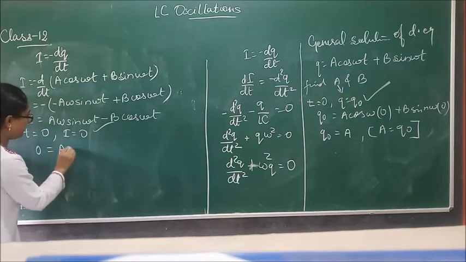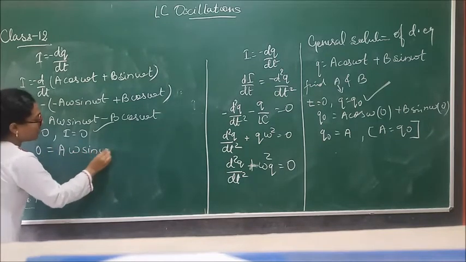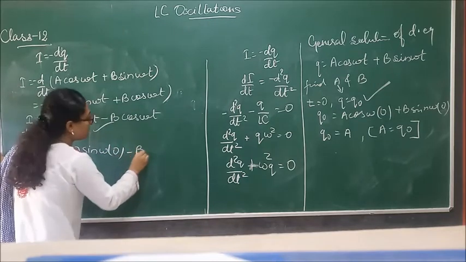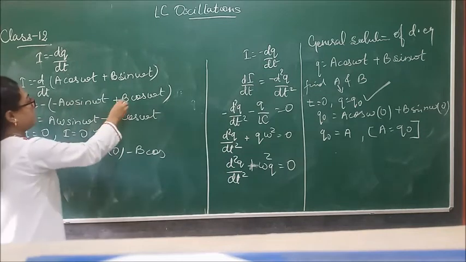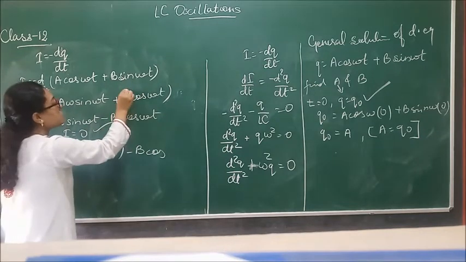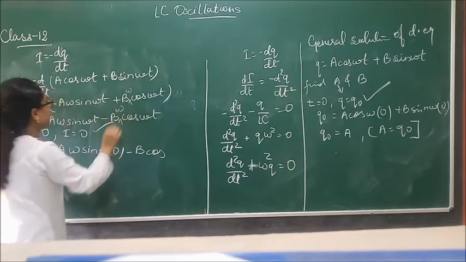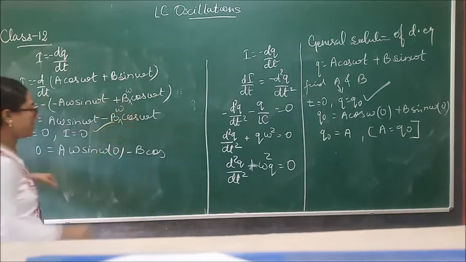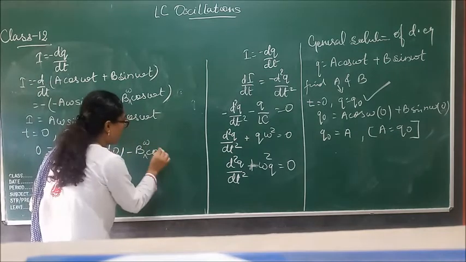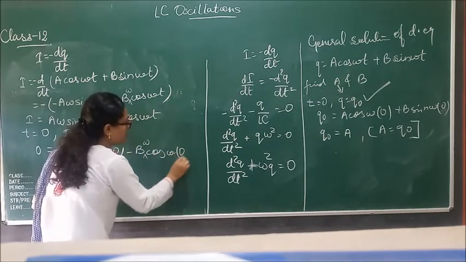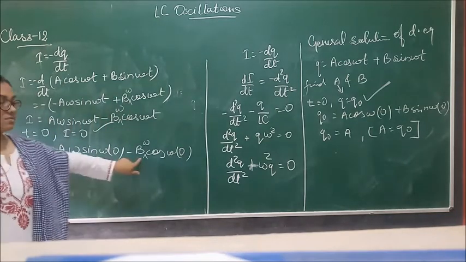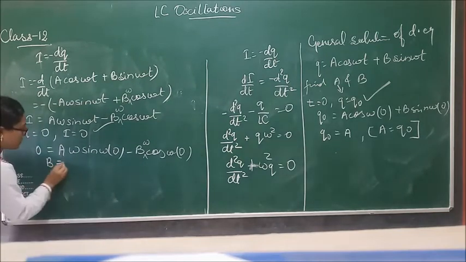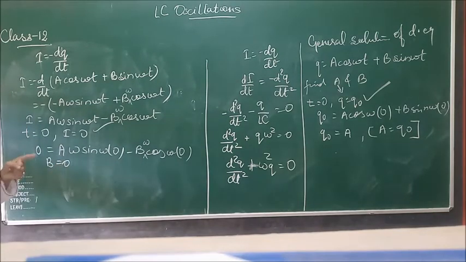This A omega sin omega 0 minus B cos, यहाँ पर omega भी होगा, because after differentiating it, sin का omega क्या हो जाएगा स्टूडेंट, omega. Okay, differentiate किया तो omega अलग से आएगा, यहाँ पर भी। Omega cos omega 0 क्या हो जाएगा, this whole value is 0, this will be B, तो last में B is equal to 0 आ गया, A is equal to Q naught आ गया, B is equal to 0.